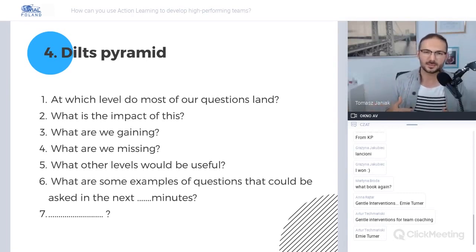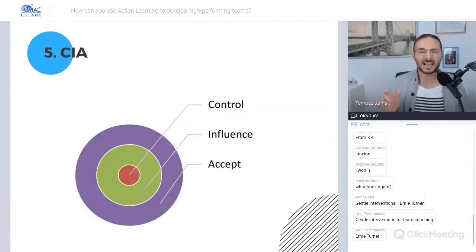That's what I do with my teams. I say, take a look. Tell me what the impact is, which means broaden awareness, see more, and then take responsibility for your work. You decide how you want to work. Sales pyramid. And the last one, the CIA model.